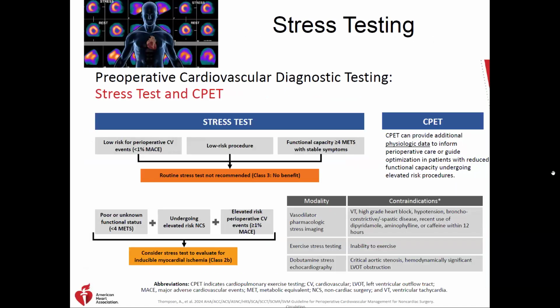Stress testing, they really want poor functional status. They're going to high risk surgery, and they have elevated risk of perioperative events, right? So they can't go up the stairs. It's big time surgery, and their risk of MACE is high. Then they can be considered.